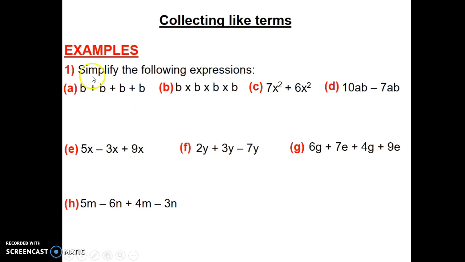Make sure that you are looking out for this. Then it is just simply asking you to collect the like terms. Make them as neat as possible. Don't leave them messy. That's it. So b is being added by itself 4 times. Therefore, it's just 4b.